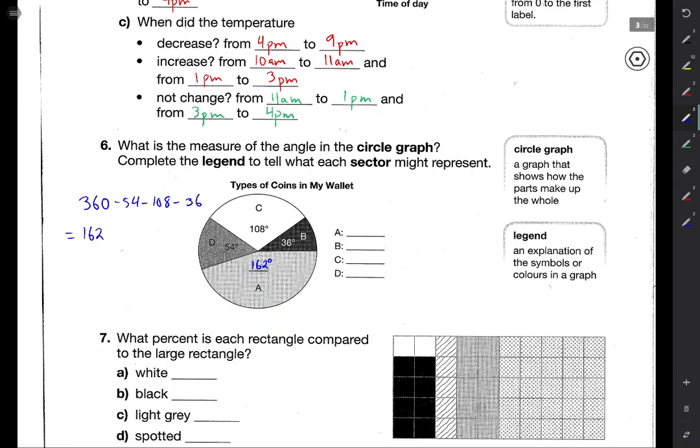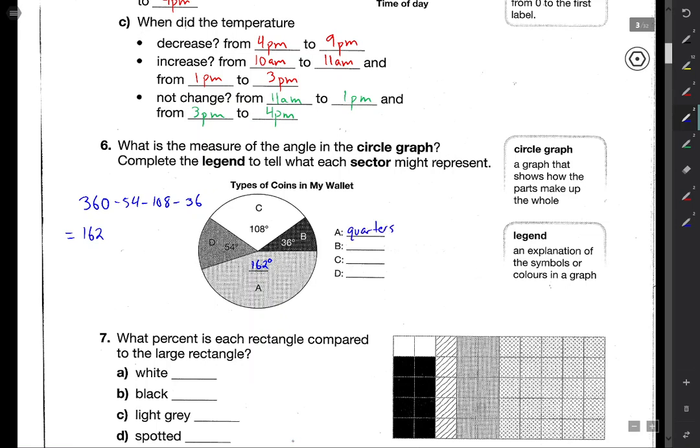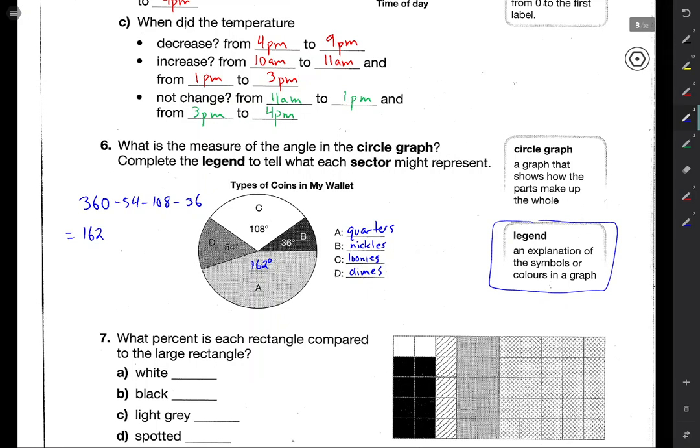So for A, I'm going to say that that is quarters. For B, we'll say it's nickels. For C, we'll say it's loonies. And D, we'll say it's dimes. So we're just coming up with a legend here. And a legend is an explanation of the symbols or colors in a graph. In this case, we can't see any colors, so it's the shades of a graph.